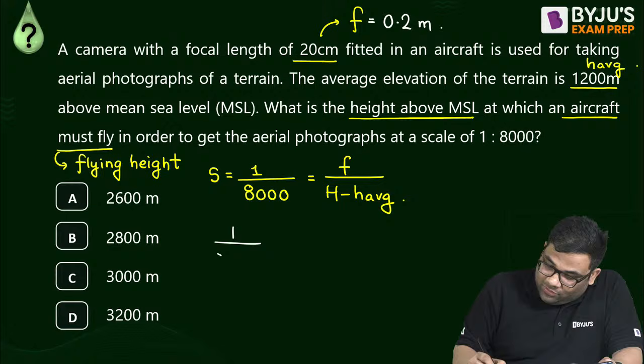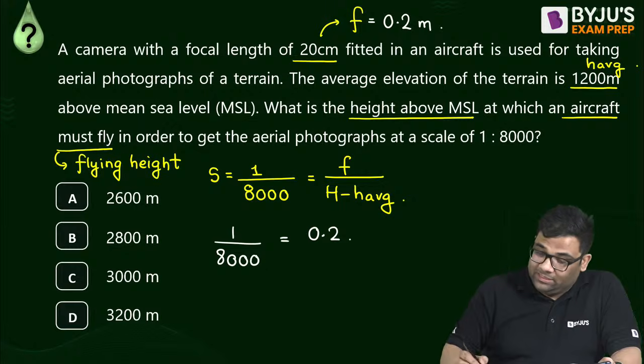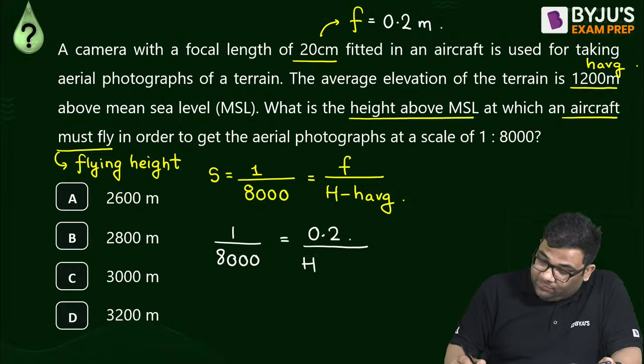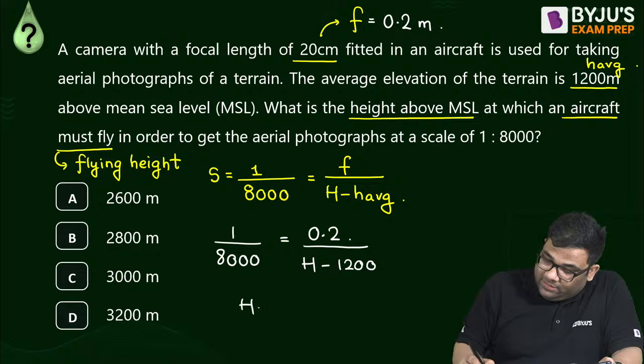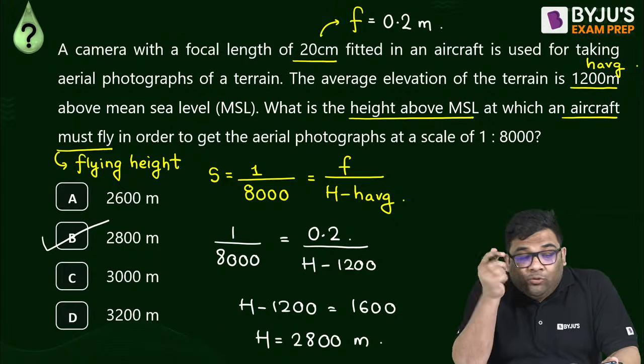So directly I can solve: 1 by 8000 is equal to focal length, and don't forget to convert everything to meters. That is very important. So H minus 1200. By this we'll do some multiplication and so on. So this will become 1600. And from here I am getting H as 2800 meters. Very straightforward question.